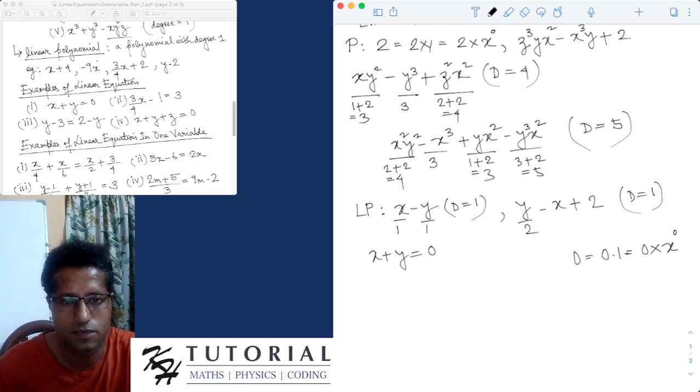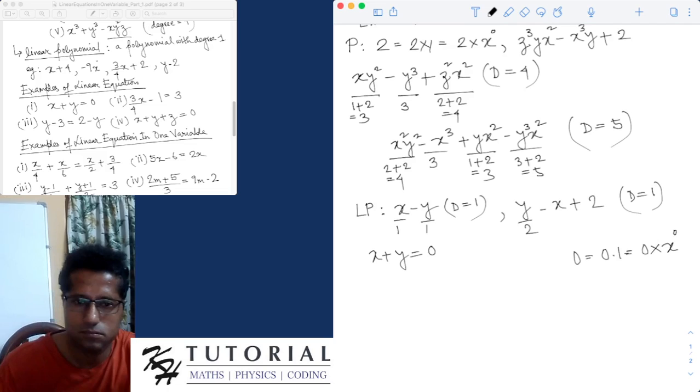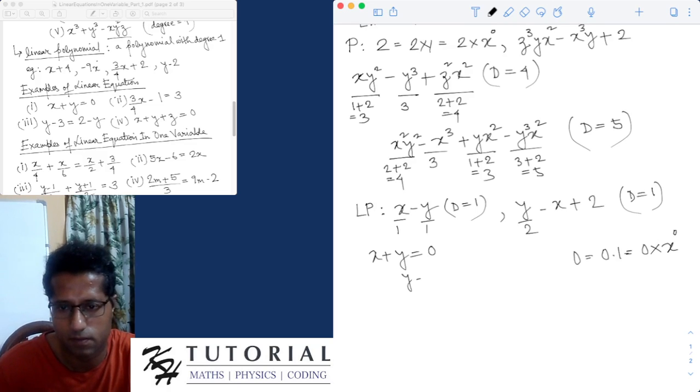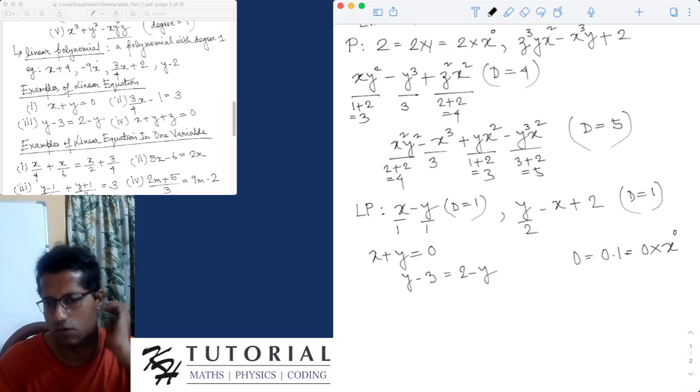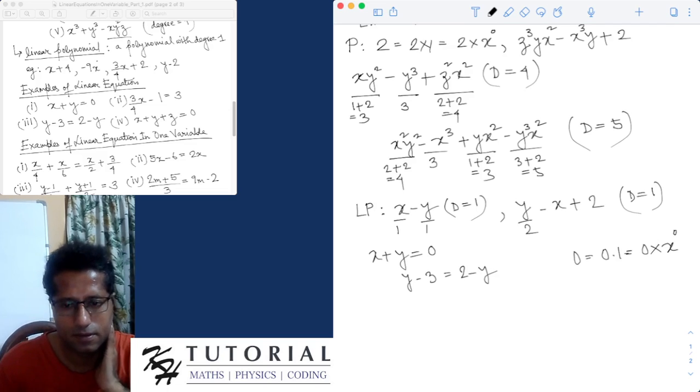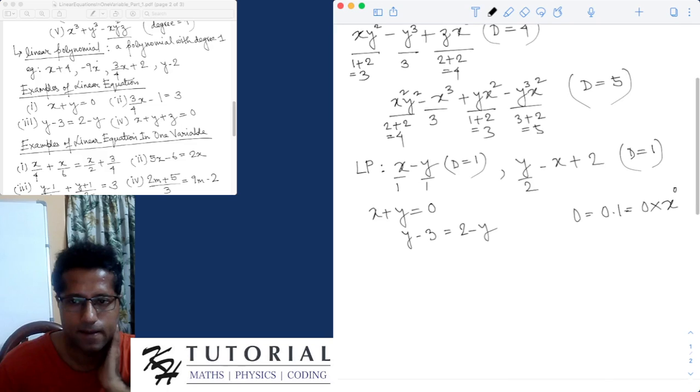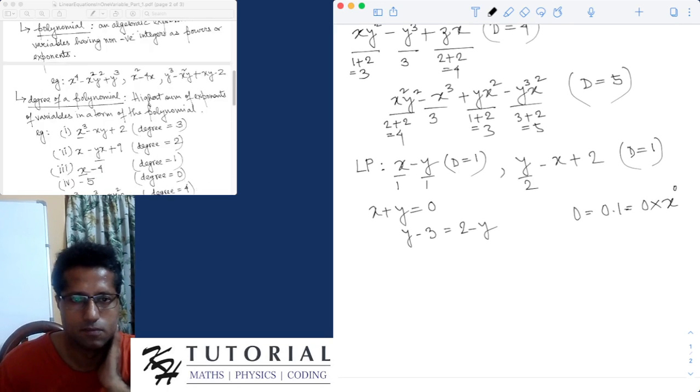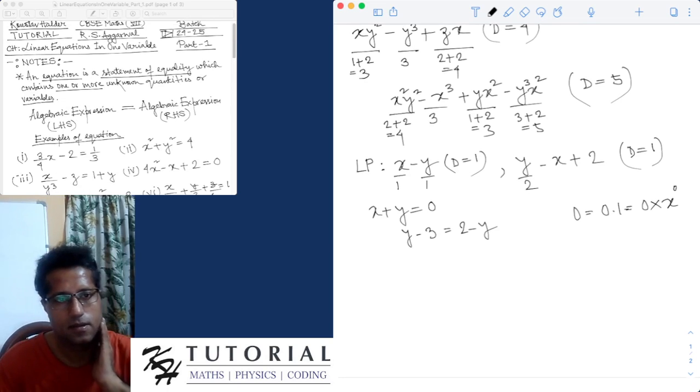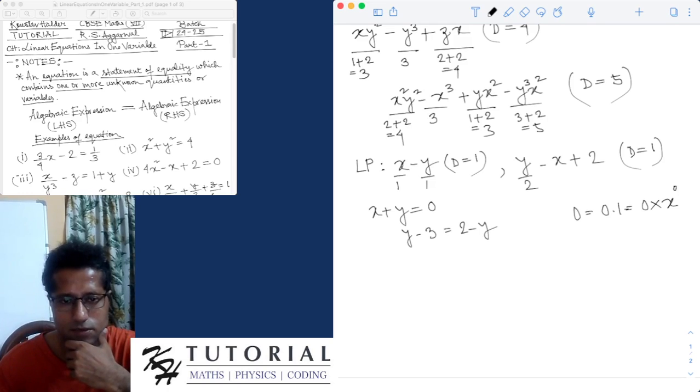Similarly, 3x by 4 minus 1 equals 3 is also a linear equation, and y minus 3 equals 2 minus y is also a linear equation, because y minus 3 is a linear polynomial and 2 minus y is also a linear polynomial. Now, one thing to note is that in the general definition, an equation is LHS equals RHS, where LHS and RHS are algebraic expressions.